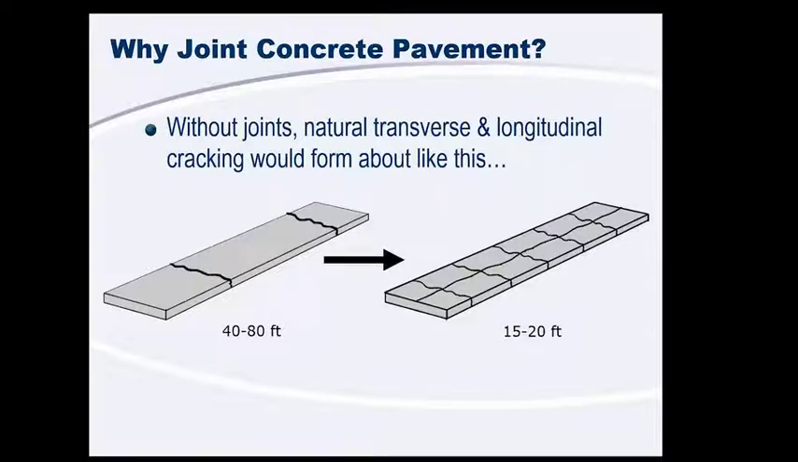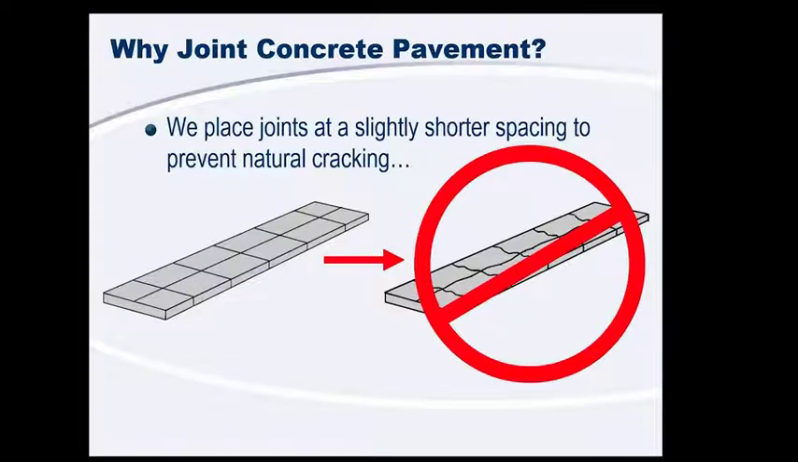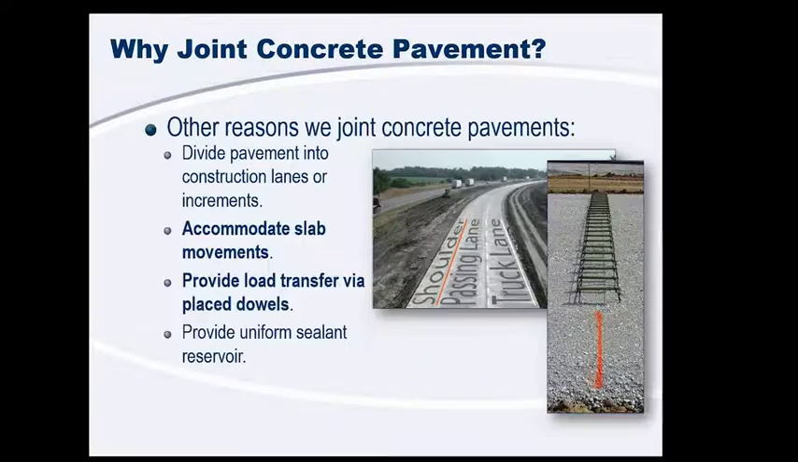Now, if we didn't do anything about it, we'd get a bunch of random cracks in random places. But we place joints: we either saw them or form them, or we place construction or contraction joints into our pavement to control where this cracking happens. This is one of the biggest reasons why we put joints in our pavements. So now, some other reasons we put joints in our pavements.